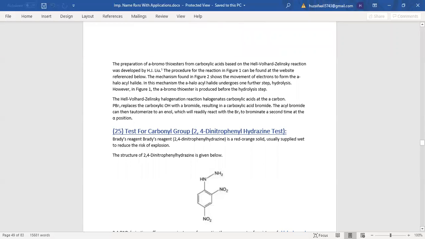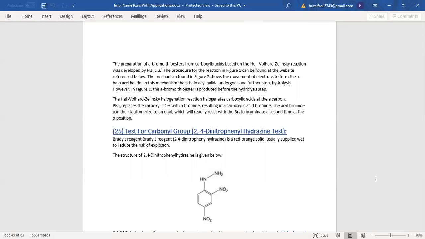The mechanism found in Figure 2 shows the movement of electrons to form the alpha-haloacyl halide. In this mechanism, the alpha-haloacyl halide undergoes one further step, hydrolysis. However, in Figure 1, the alpha-bromothioester is produced before the hydrolysis step.